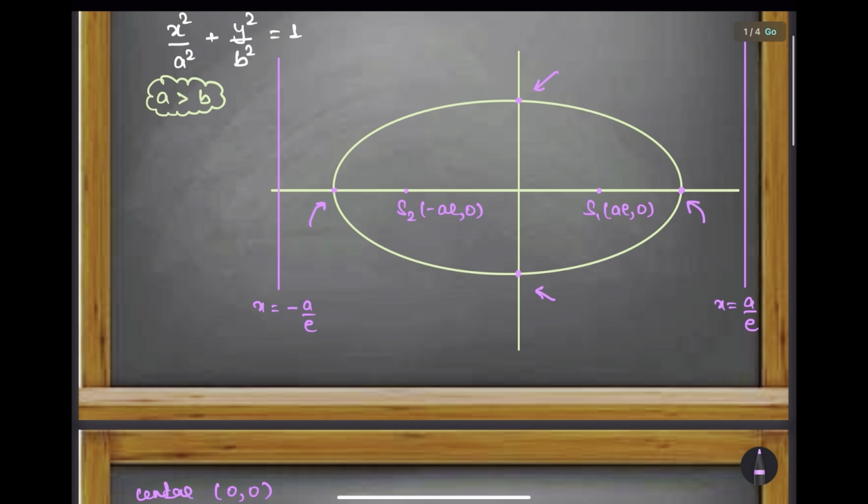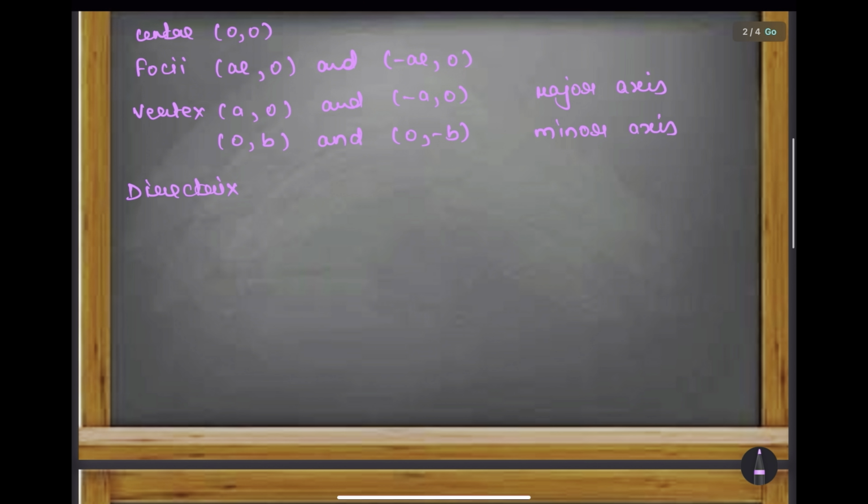So who is directrix? This is directrix. We will have two directrix. You can memorize this by using focus. Focus is AE, so directrix will be A by E. So directrix is x equals A by E, first one, and x equals minus A by E.